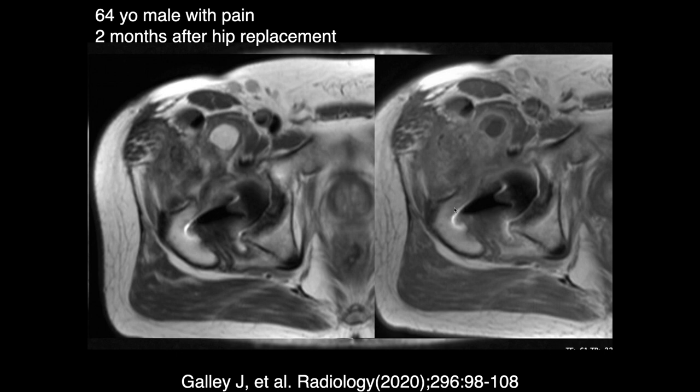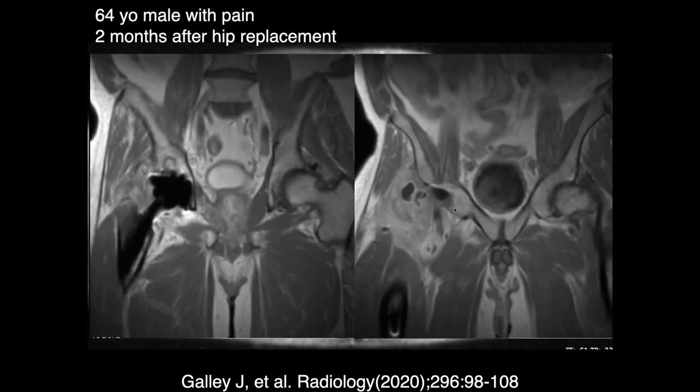So you certainly have to think about infection. Oh, it looks like there's some rim enhancement on the post-contrast images, so that makes me lean more towards infection with some abscesses.